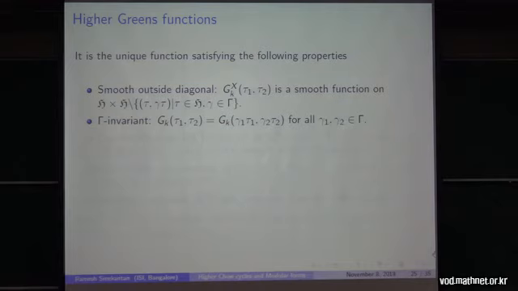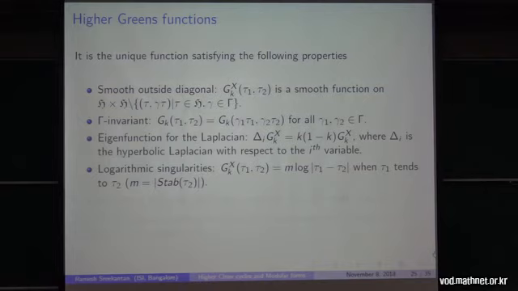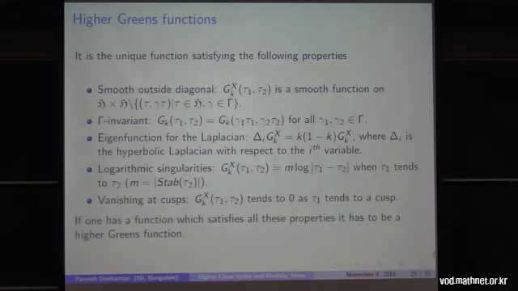And it should be the eigenfunction for the Laplacian, with eigenvalue k times 1 minus k. It has logarithmic singularities of the form m log of tau 1 minus tau 2, where m is more or less 1 most of the time. And it vanishes at the cusps, as tau 1 or tau 2 tends to a cusp. Also, it's symmetric; I forgot to mention that. So this characterizes the function. If you have a function which satisfies all these properties, it has to be a higher Green's function. That's the crucial thing.